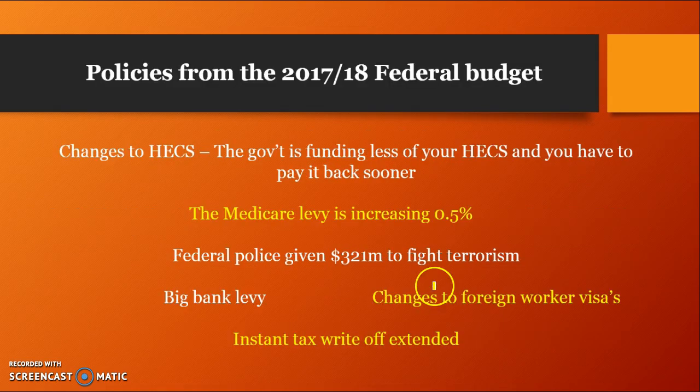So some policies from the last budget, the government's made you have to pay more for your HECS, so that would be a contractionary policy. They've increased the Medicare levy, which is a tax on your income, which would be contractionary as well. They have policies to fight terrorism, which is expansionary. They put a levy or a tax on the bank, which is contractionary. Those are some of the key things they've done in the last budget.